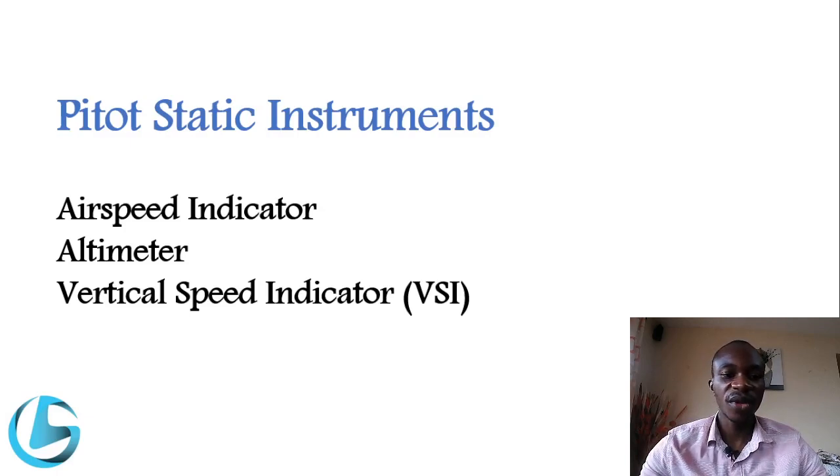The next instrument that we are going to be looking at is the vertical speed indicator. The vertical speed indicator indicates the rate of climb or the rate of descent of an aircraft. It is calibrated in feet per minute. It has feet per minute from 0, increasing, and also going down, decreasing, to indicate a rate of descent and rate of climb. The vertical speed indicator also uses the static pressure, which is the ambient pressure, and it measures the change in the static pressure.